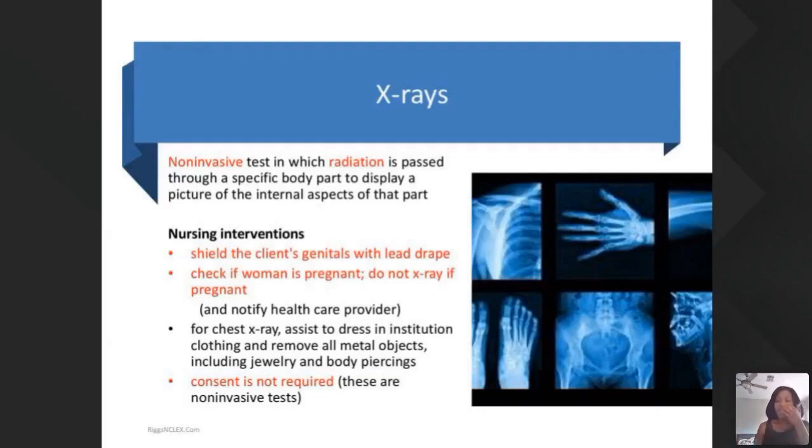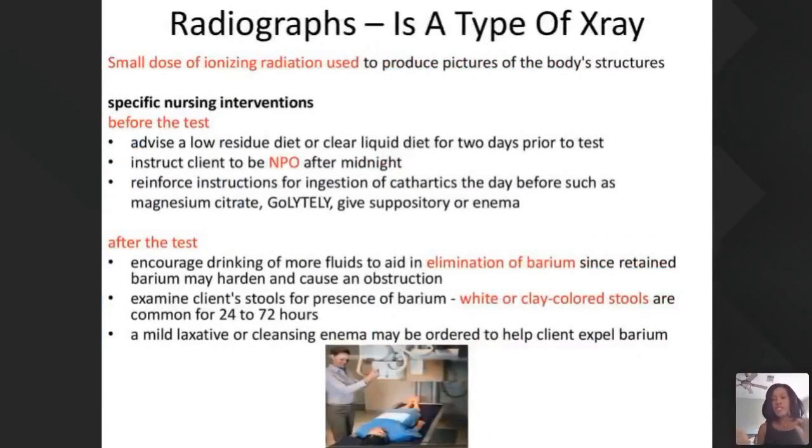We want to always protect clients' genitals, okay? Drape them, right, drape. And if a woman is ever pregnant, you're not doing an x-ray during pregnancy, because the exposure to the radiation, it's a small risk, okay? Research shows it is a small risk, but we don't want any risks to an unborn baby. But a consent is not needed for an x-ray. It is not invasive, okay? So you'll see me point out whether it's invasive or not invasive throughout. Whenever it's invasive, you're going to need a consent.